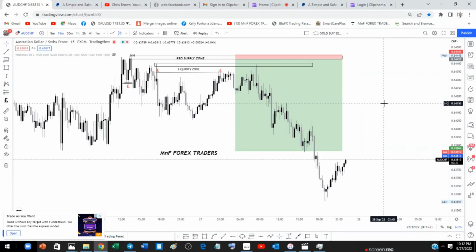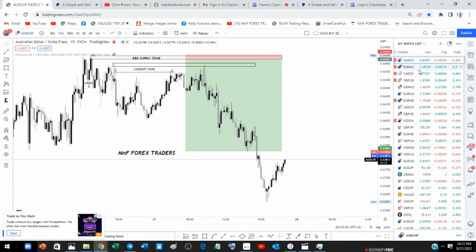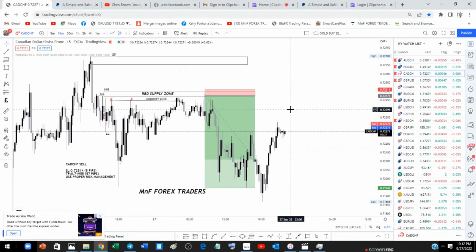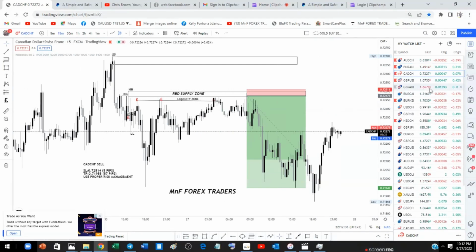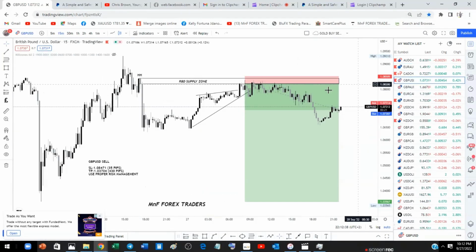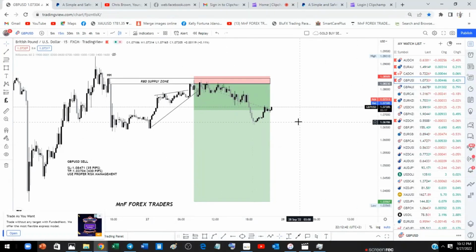Don't try to be greedy. Don't try to pick tops and bottoms. That's a losing game. So that's how it is. Otherwise, we had a beautiful trade today on this particular trade. Amazing trade. Other than that, we also had a beautiful trade which I took right here. It was an amazing trade, by the way, that we'll be talking about next time.